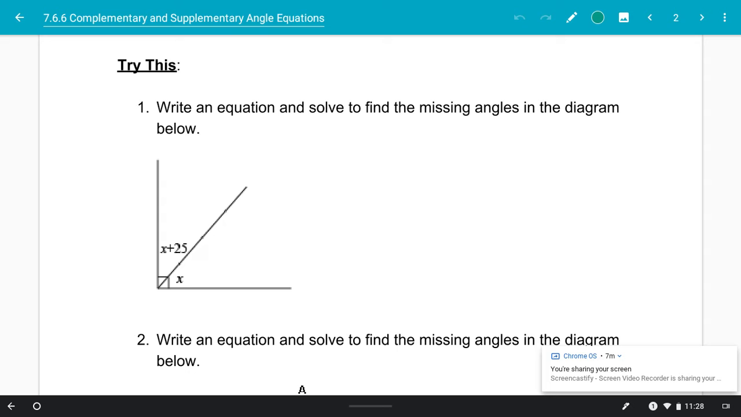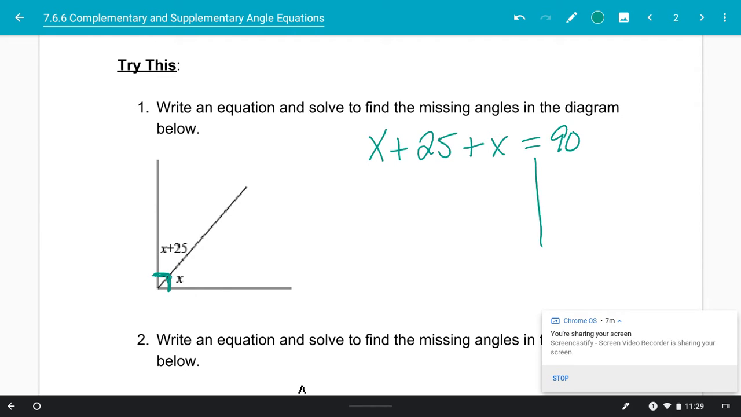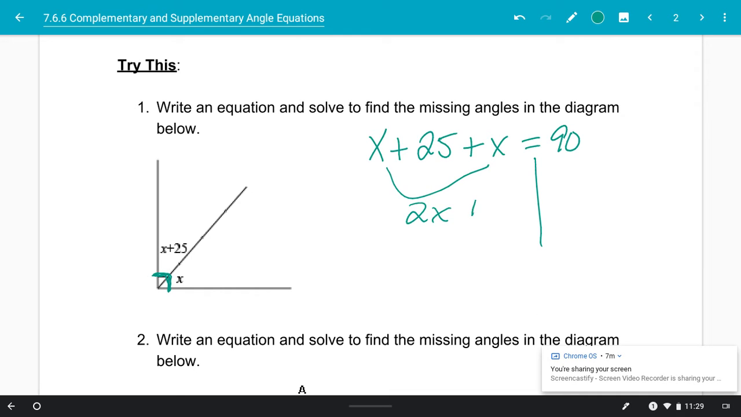All right, so here once again, we want to write an equation and solve to find the missing angles in the diagram below. So I see that I have this corner here, so I know that these two angles are complementary, and I know that they add up to 90. Great. So x plus 25 plus x will equal 90 degrees. Combining our like terms first in our equation, we're going to get 2x plus 25 equals 90.